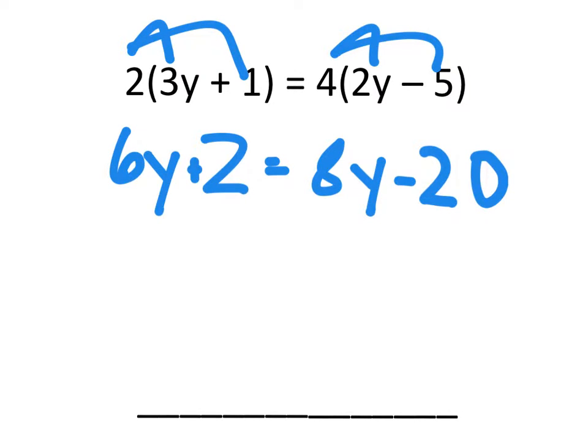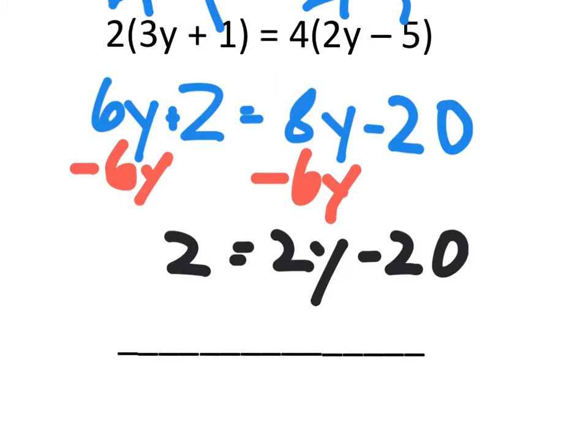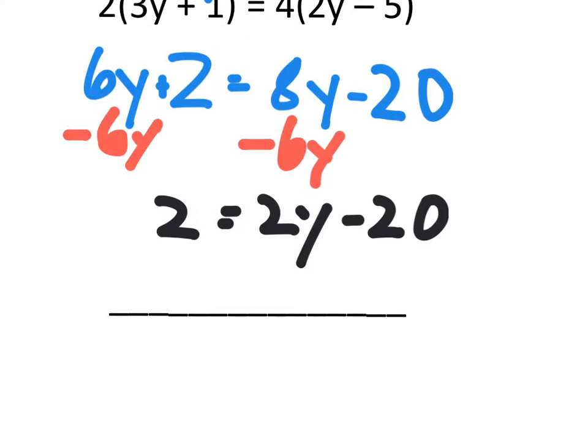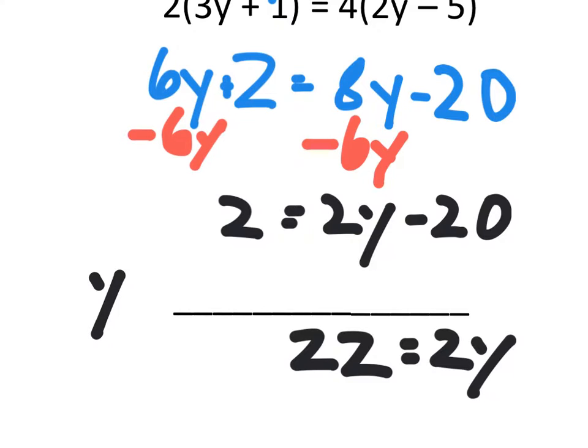I like to pick the smaller variable to move. That way I am not making myself have to deal with unnecessary negatives. So I would subtract a 6y from both sides. Once we do that, we've got 2 equal to 2y minus 20. You could proceed on solving this two-step equation, adding 20 onto both sides, getting 22 is equal to 2y, dividing both sides by the 2 to get that our y is equal to 11.